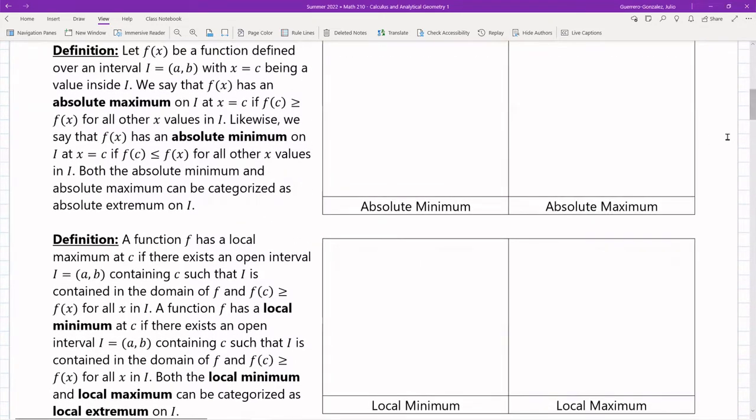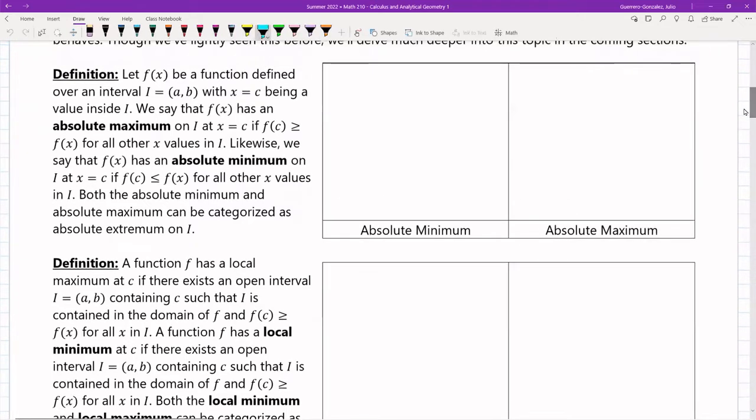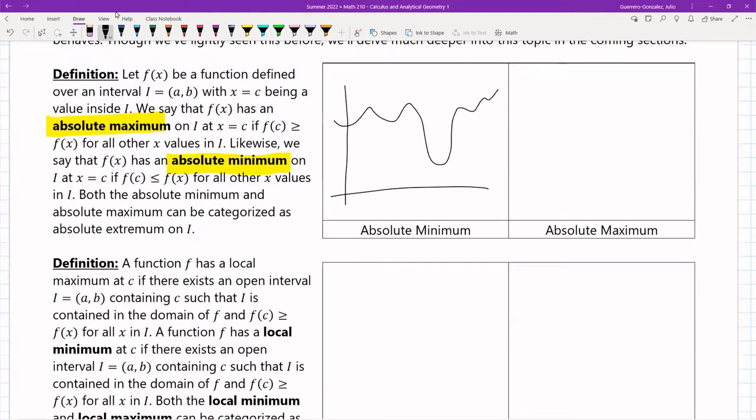Okay, so the first definition that I want to do is the definition of an absolute maximum and an absolute minimum. Okay, and it's exactly how you think it is. So let's say you had a function that's defined over an interval, right? An absolute maximum is basically the very tippy top, and the absolute minimum is the very bottom, right? So if you had a function, it doesn't matter what it looked like, something like that, right? And let me just go ahead and take a similar one.